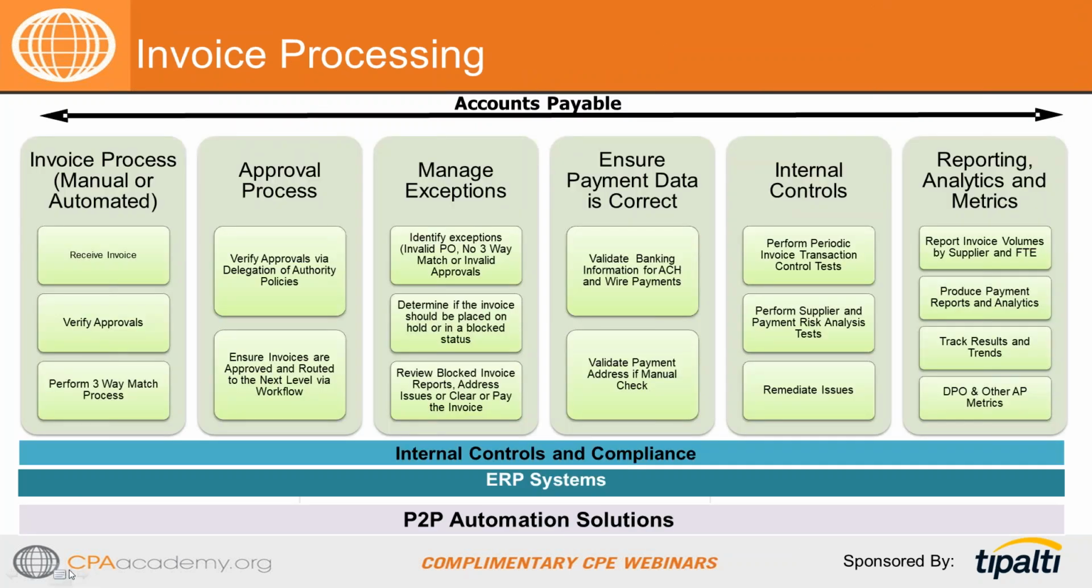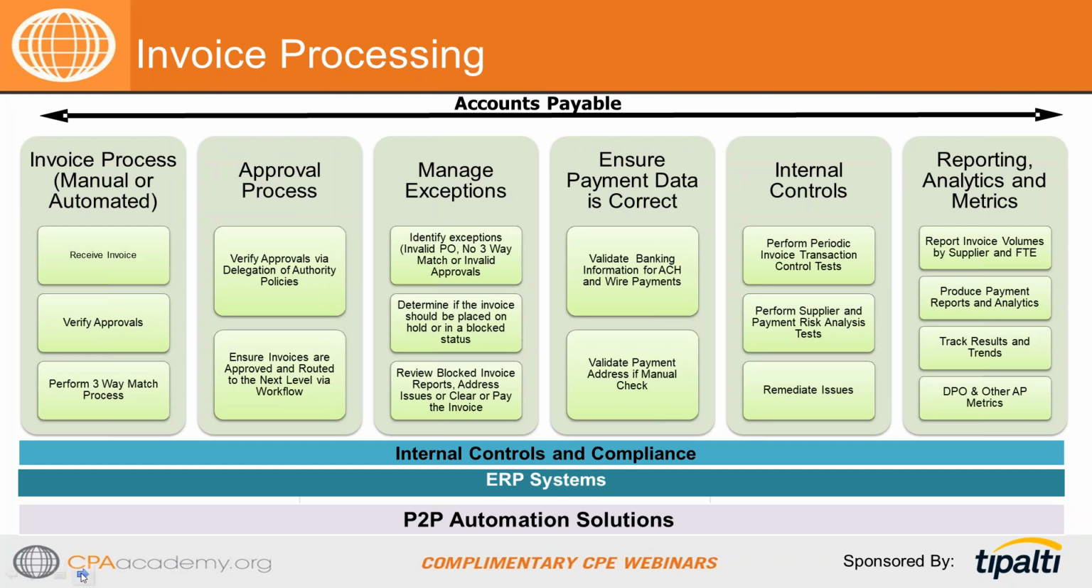Next, we look at invoice processing in our playbook, and we look at whether invoices are coming in manually or in an automated fashion. And in some cases, we can automate the approval process that we talked about with workflow, automatically performing the three-way match process. And with the automated workflow, having those invoices approved and routed to the next level, again, saves a lot of time and reduces risk.